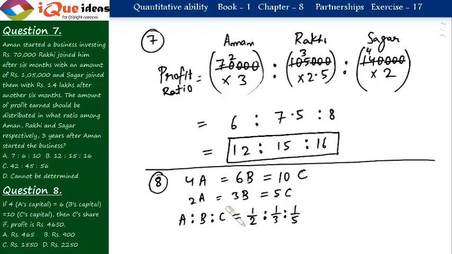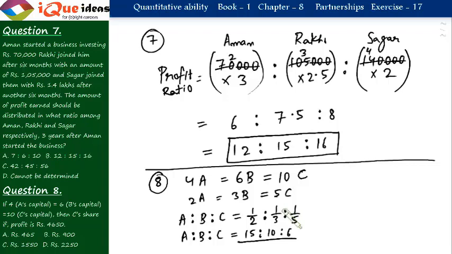Now to simplify that, multiply by the LCM of 2, 3 and 5, that is 30. So A is to B is to C, their investments are in the ratio 30 into 1 by 2 is 15, 30 into 1 by 3 is 10, 30 into 1 by 5 is 6. This is the investment ratio, right?